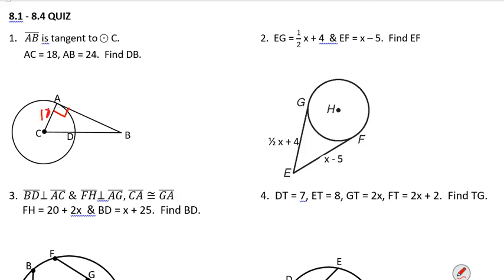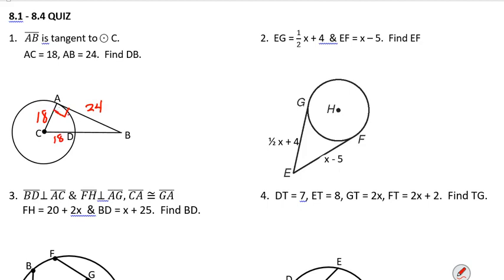Then I'm going to go ahead and label these parts. It says AC is 18. Sorry, that wasn't very legible. So this is 18, and then AB is 24. We also know that all radii in a circle are congruent. So if AC is 18, then CD is also 18. And this is a right triangle.